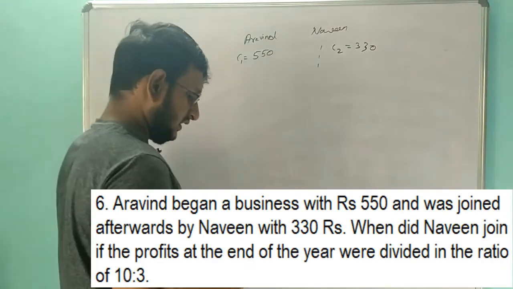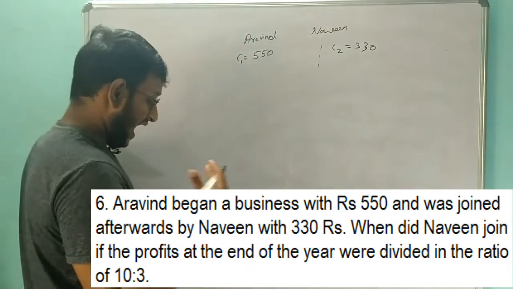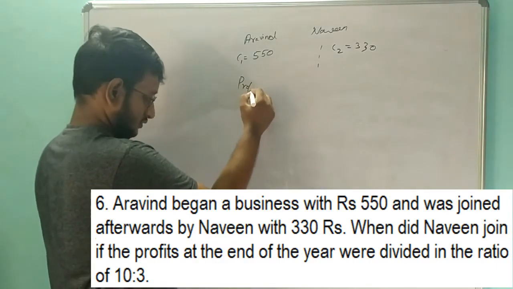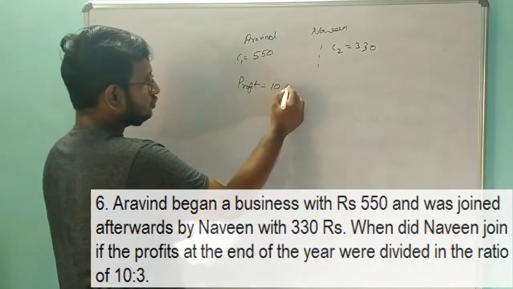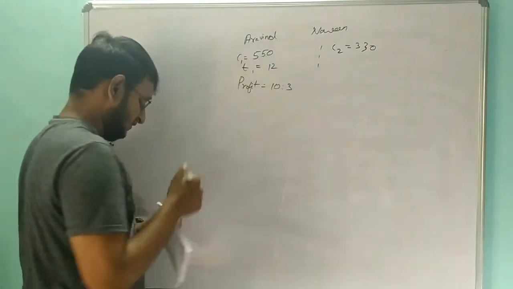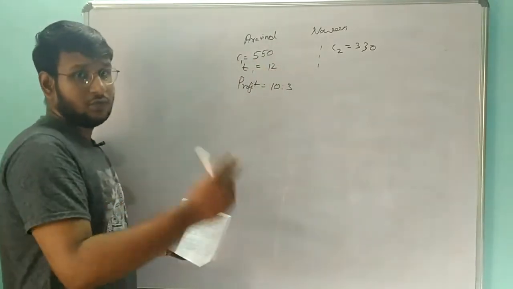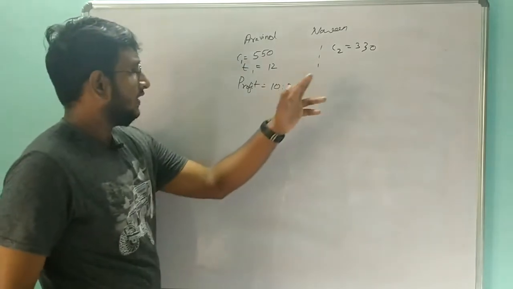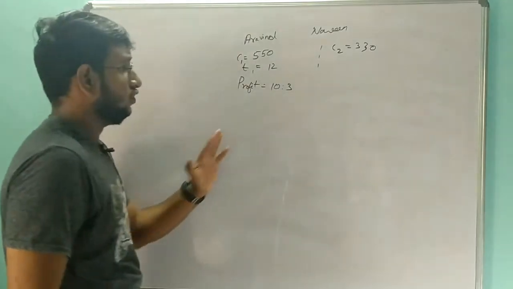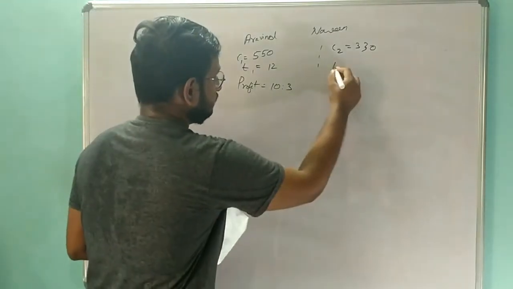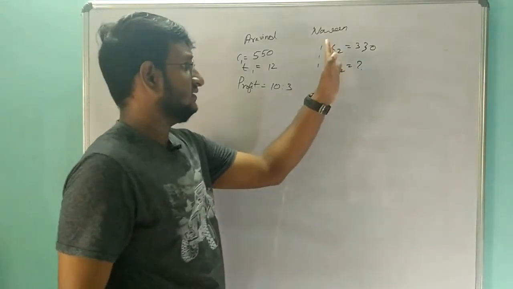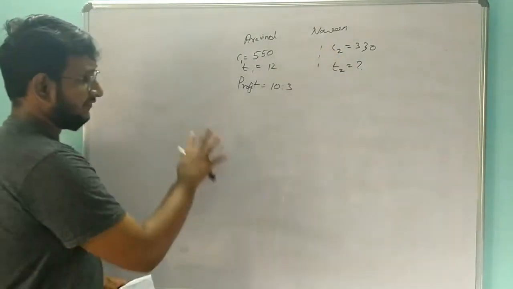When did Naveen join? The profit at the end of the year was divided in a given ratio. They are given the profit ratio as 10 is to 3, and we know the time as 12 months. So Arvind has started a business and continued for 12 months. We don't know the time period when Naveen joined the business with Arvind, so we don't know T2. But we know the investment of Naveen, that is C2. So we have all these parameters.